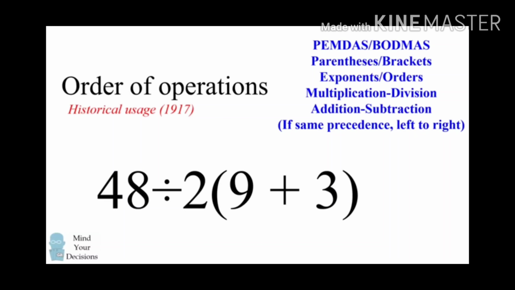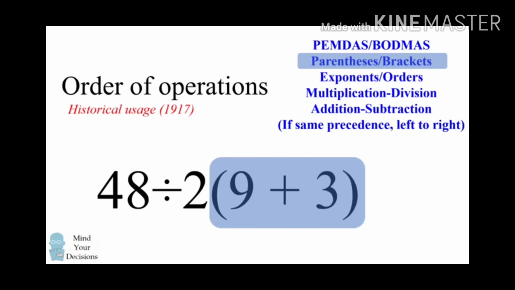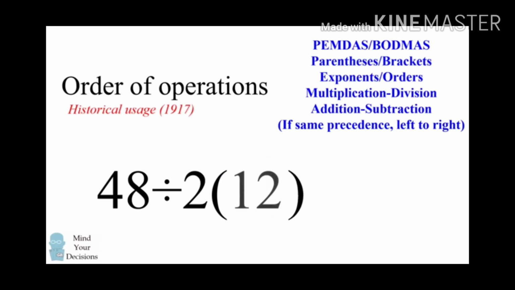This may have been used in school for many more years, and some of you may have even learned under this rule. So when we go under this interpretation, we still start out the same way. We have a parenthetical expression, 9 plus 3, and we evaluate that first. So this becomes 12. The question is what to do next.